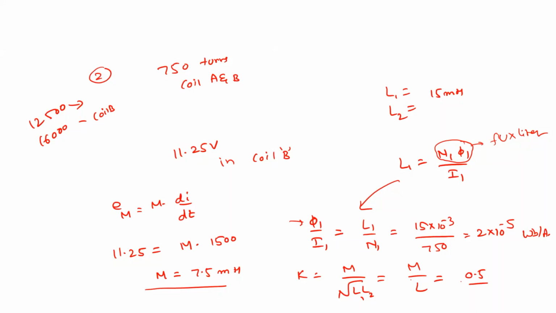I'm repeating the line. It is found that a current of 5 ampere in coil A produces a flux of 0.6 milliweber, while the same current in coil B produces 0.8 milliweber flux. So calculate mutual inductance and coefficient of coupling.